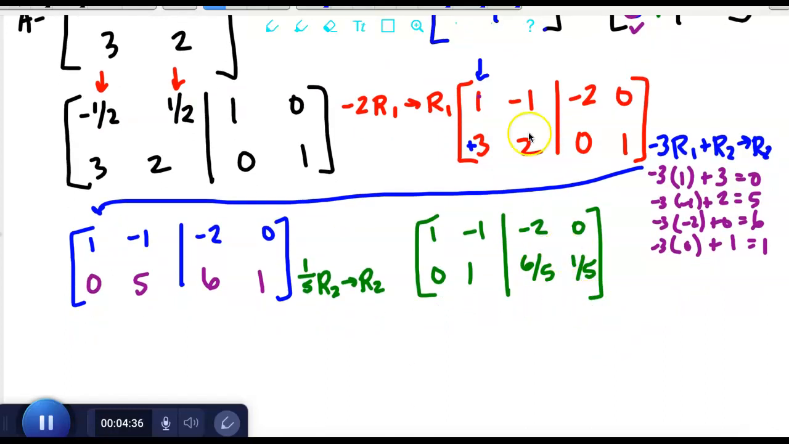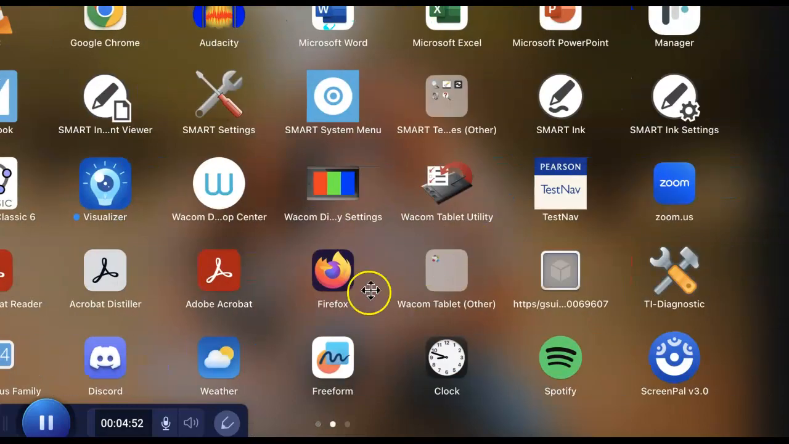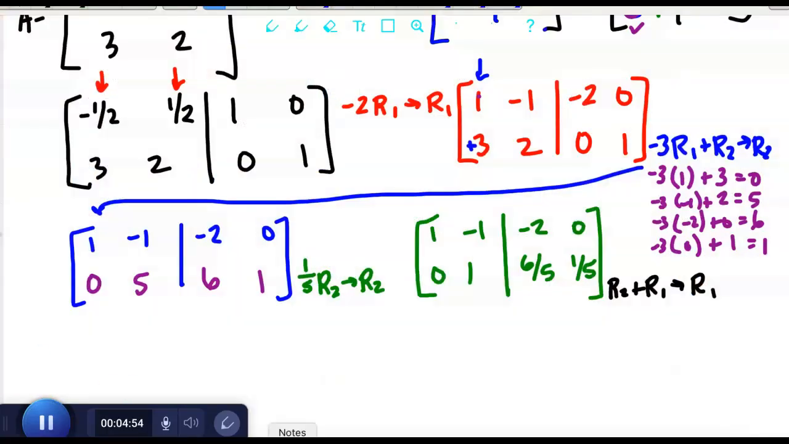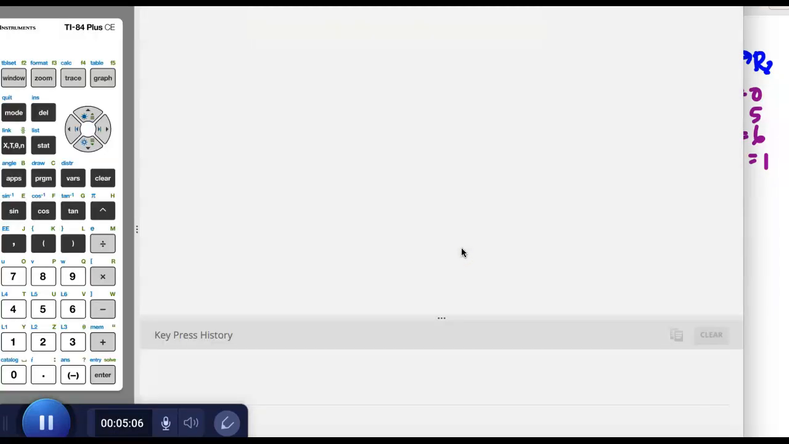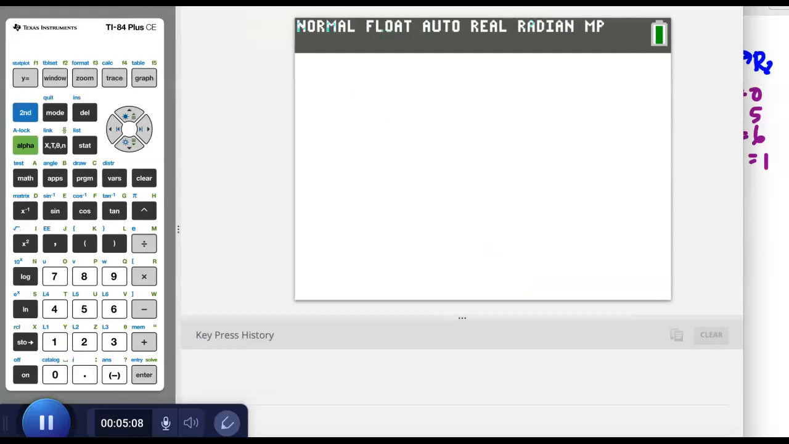But now my last step is good. I have to add these together. 1 plus -1 is 0. That's going to give me my last number. So row 2 plus row 1, and let's put that into row 1. And I'm going to need a calculator because we have fractions. So let me open up my calculator, and I'm going to use the TI-84, because that's what you can use on your test.